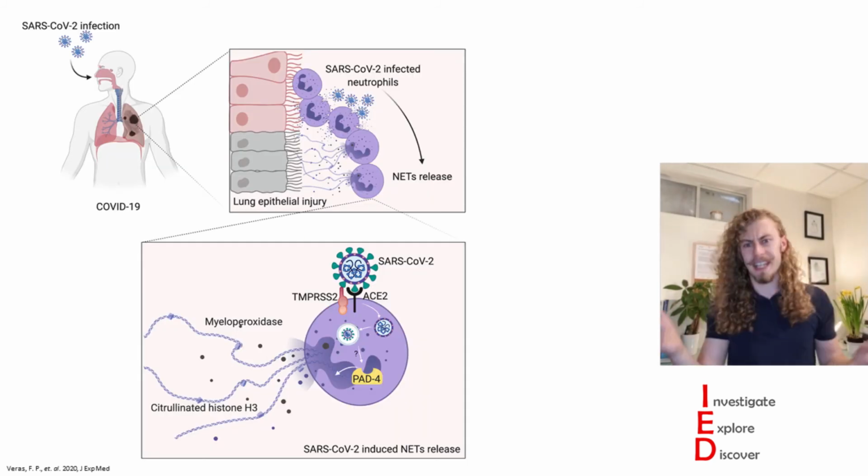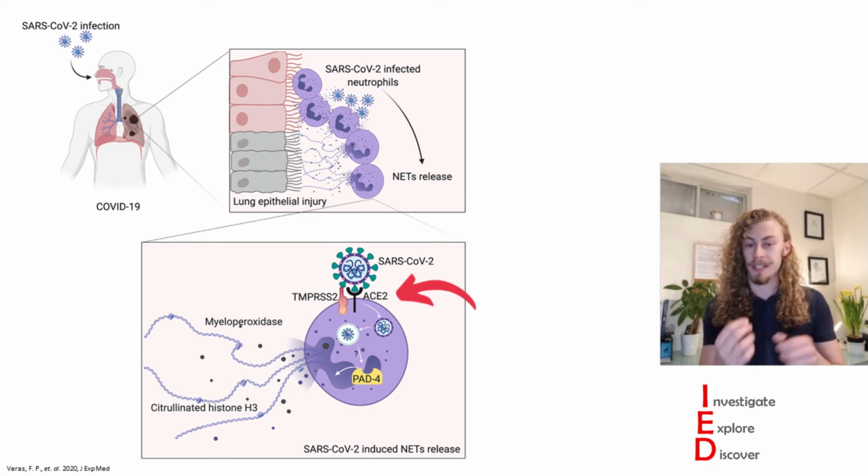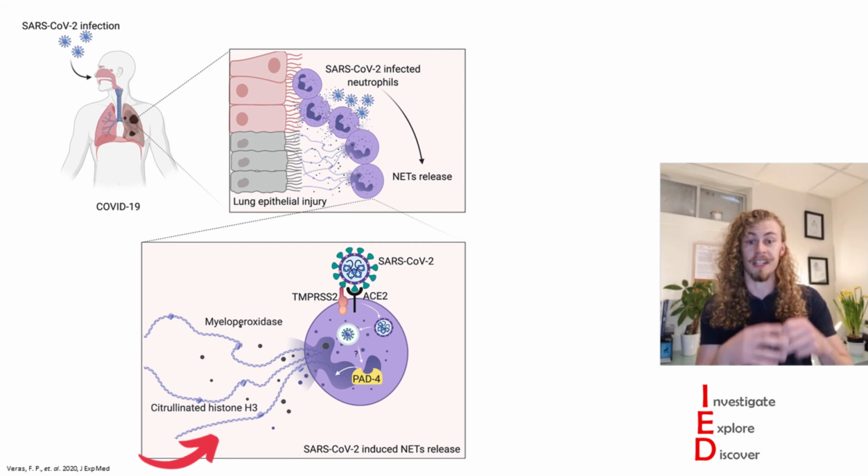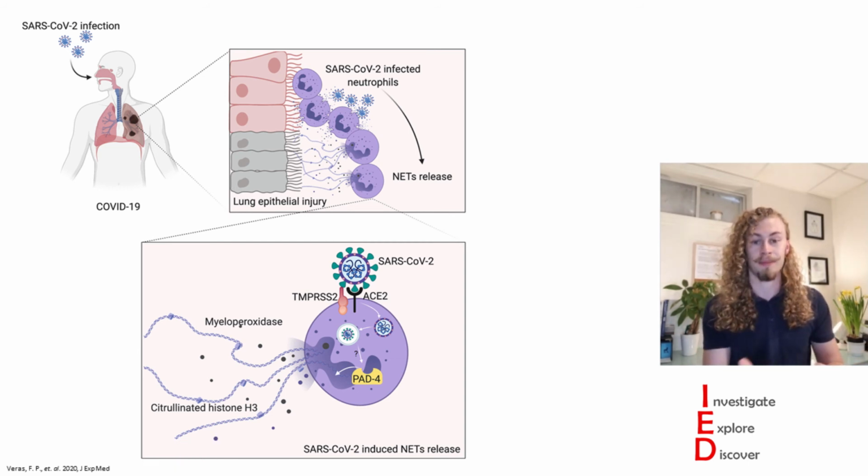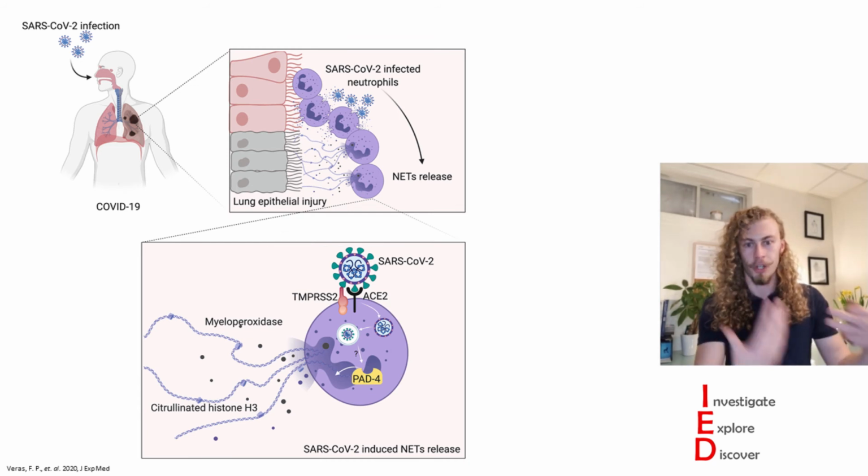So, altogether, what they found is that SARS-CoV-2 interacts with neutrophils via their ACE2 and TMPRSS2 receptors to cause netosis and the expulsion of neutrophil extracellular traps, which causes these epithelial cells to die and furthers COVID pathology.